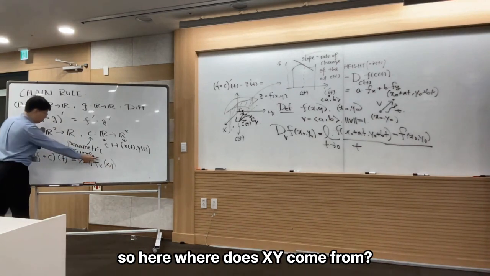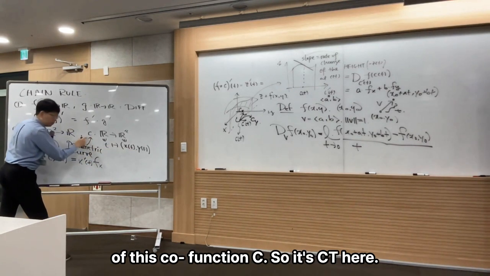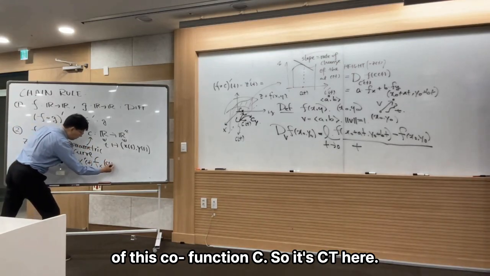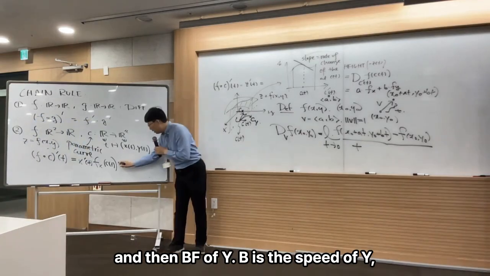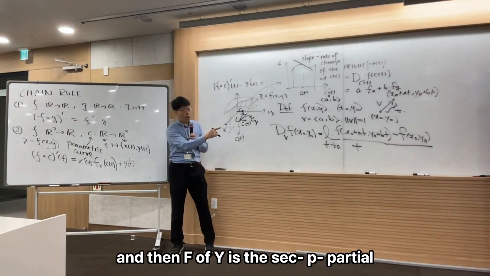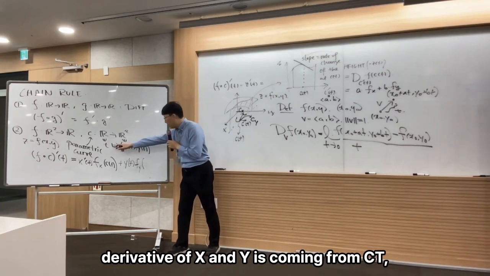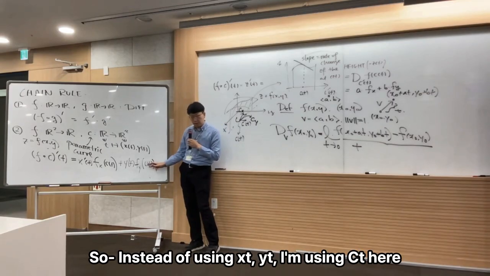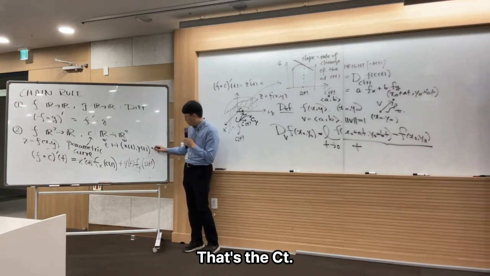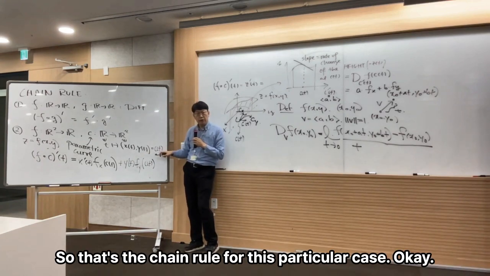So where do x and y come from? x and y come from the coordinates of the function c, so it's c t here. Okay, so that's a times f sub x. And then b times f sub y, where b is the speed of y, y prime t. And f sub y is the partial derivative, but x and y are coming from c t. So instead of using x t, y t, I'm using c t here because that's the same thing. So that's the chain rule for this particular case.